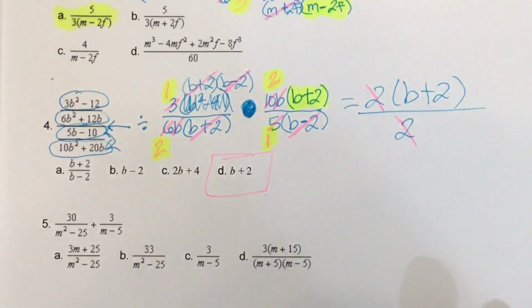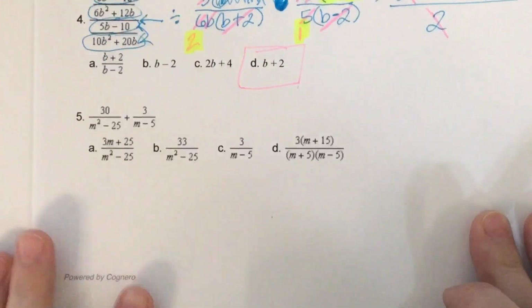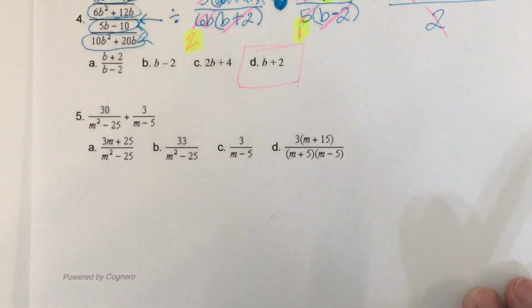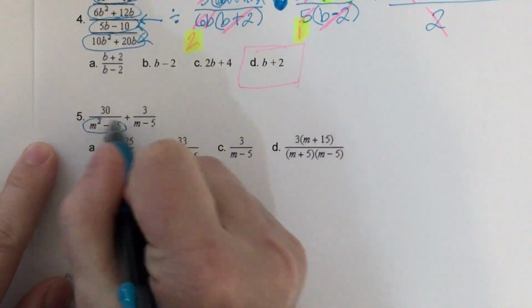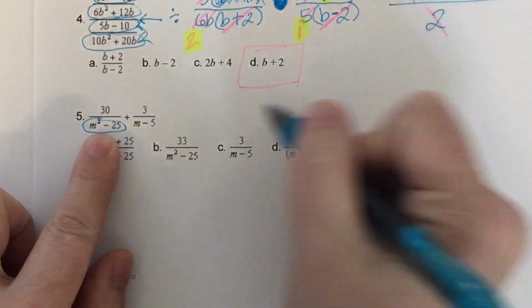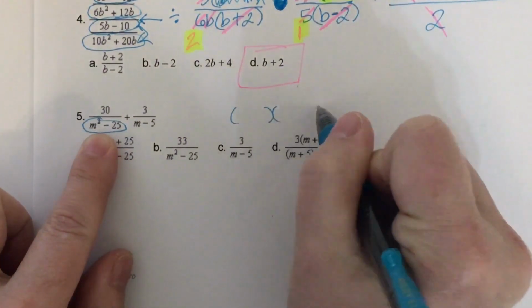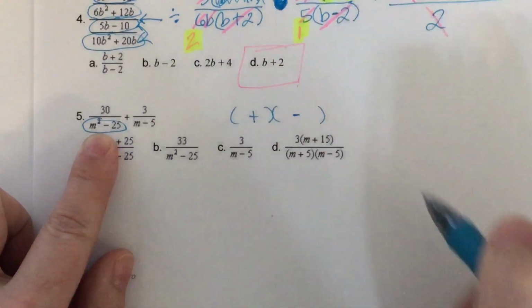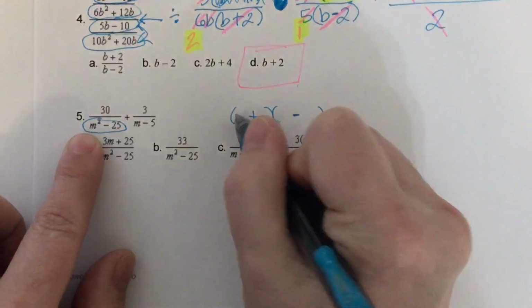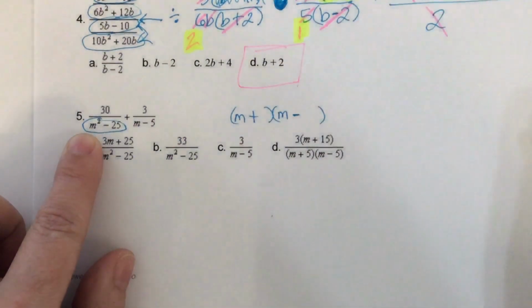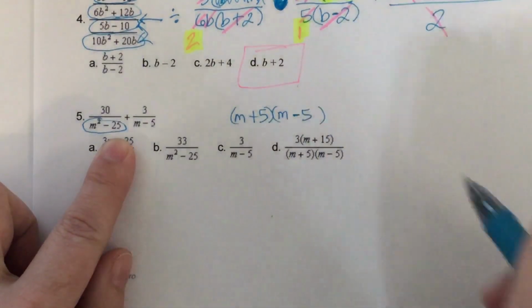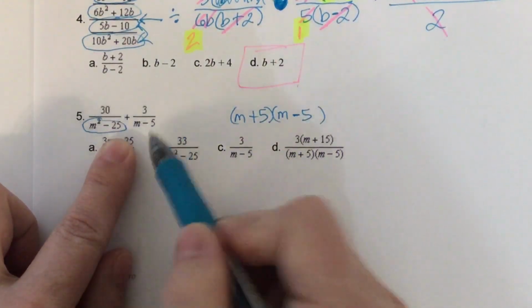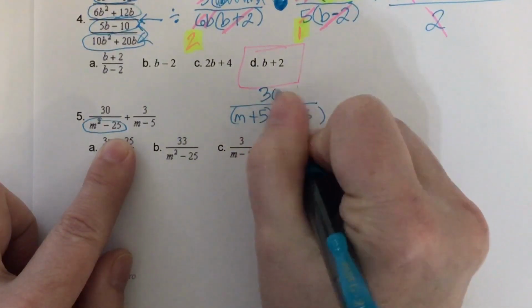Okay, number 5. Now I'm adding. So I need to factor anything that can factor and find a common denominator. So this is a difference of squares, so it factors into 2 sets of parentheses, one with a plus, one with a minus. The square root of m squared is m, because m times m is m squared, and the square root of 25 is 5, because 5 times 5 is 25. Nothing else can factor, so I'm going to recopy everything else.